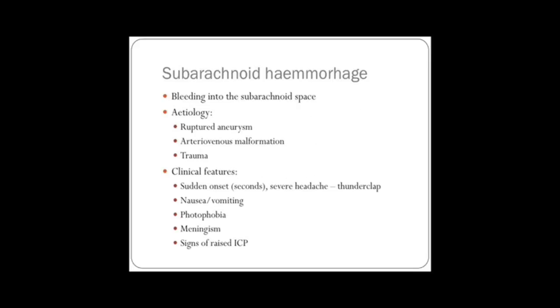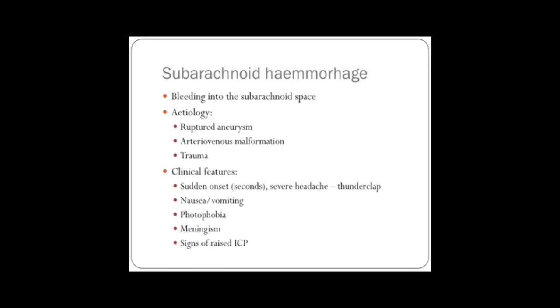Now, moving on to subarachnoid hemorrhage. This is a rarer cause of headache, but extremely important. It's caused by bleeding into the subarachnoid space inside the skull. And there's three main causes for subarachnoid hemorrhage. The first is a ruptured aneurysm, typically a berry aneurysm in the posterior circulation of the circle of Willis.